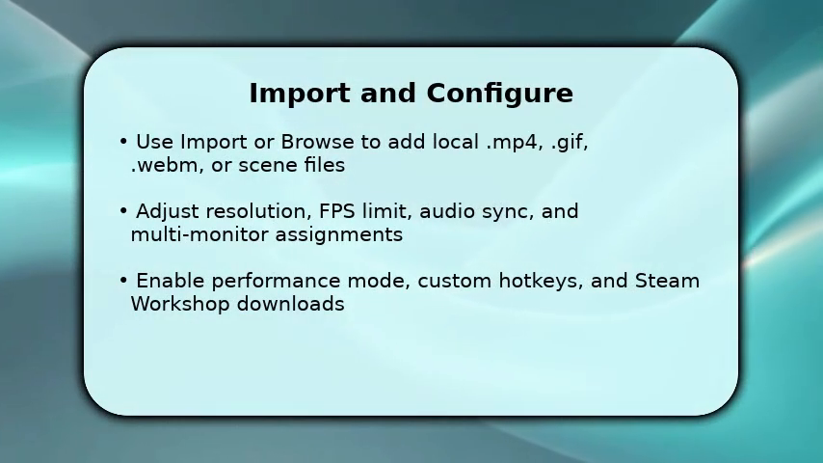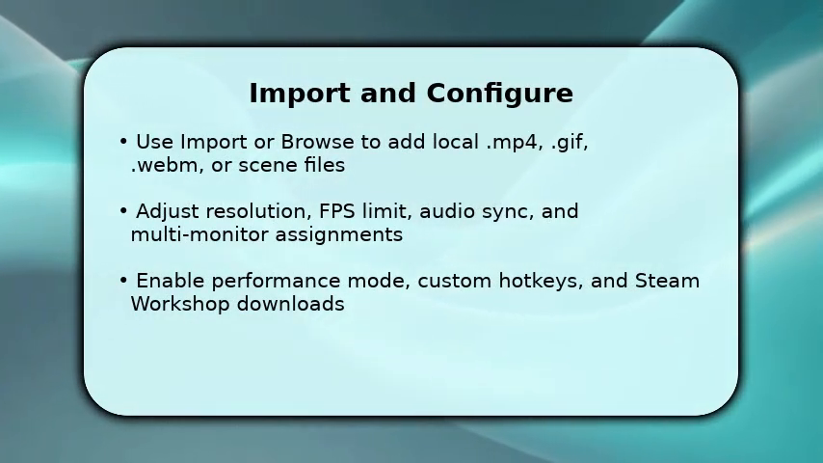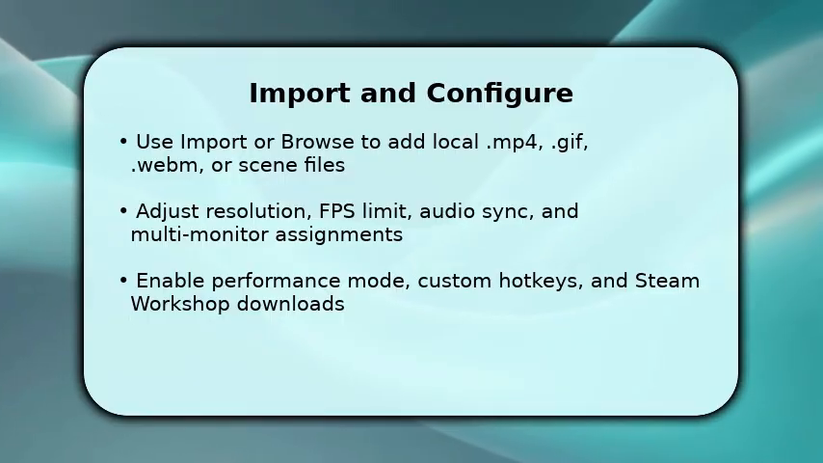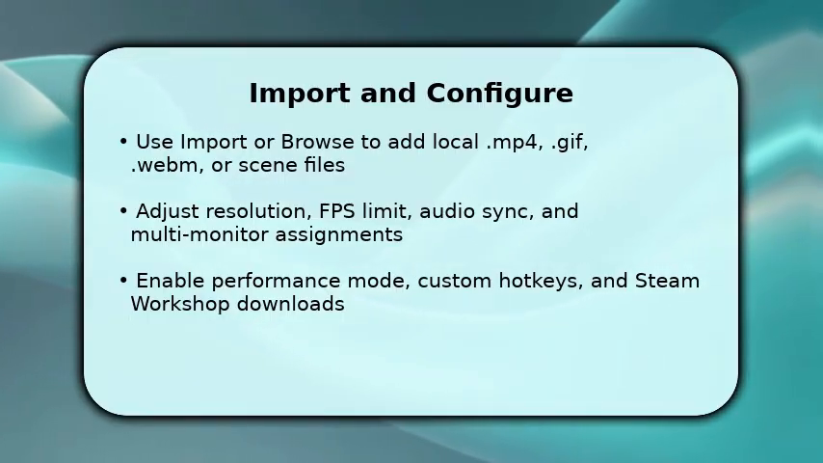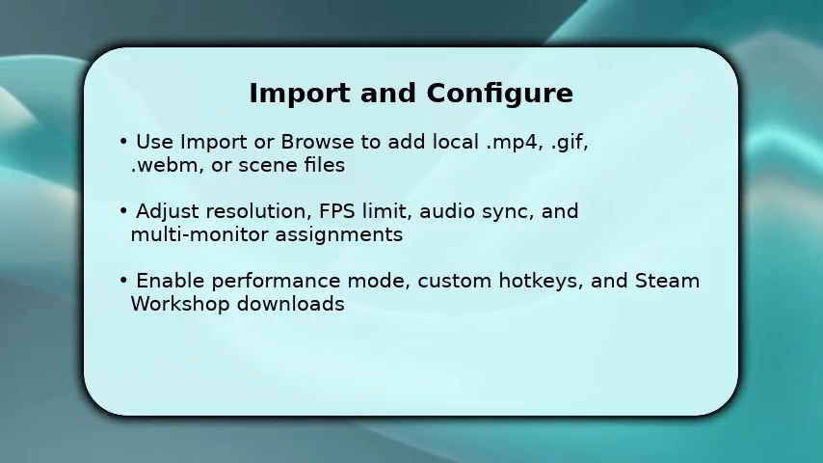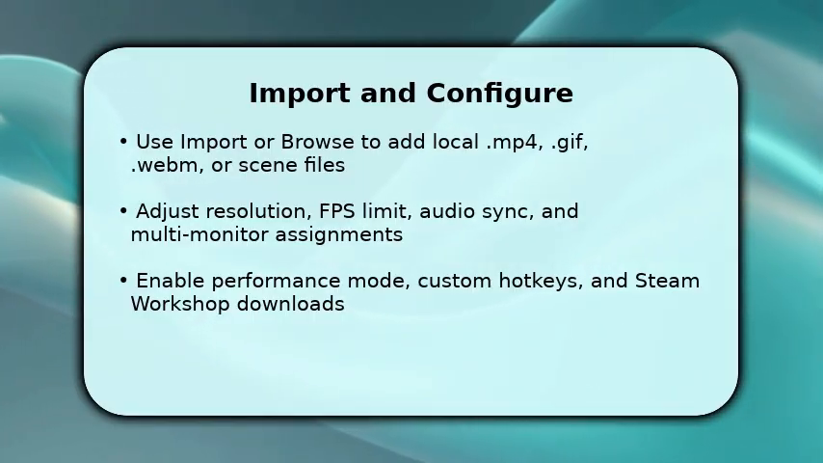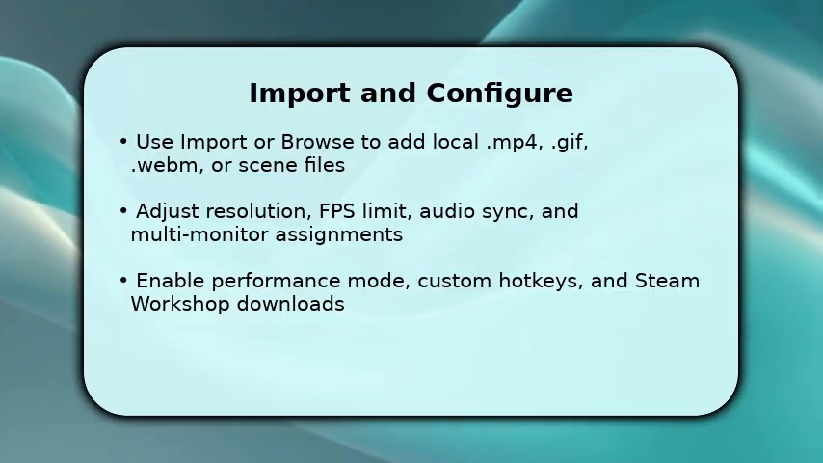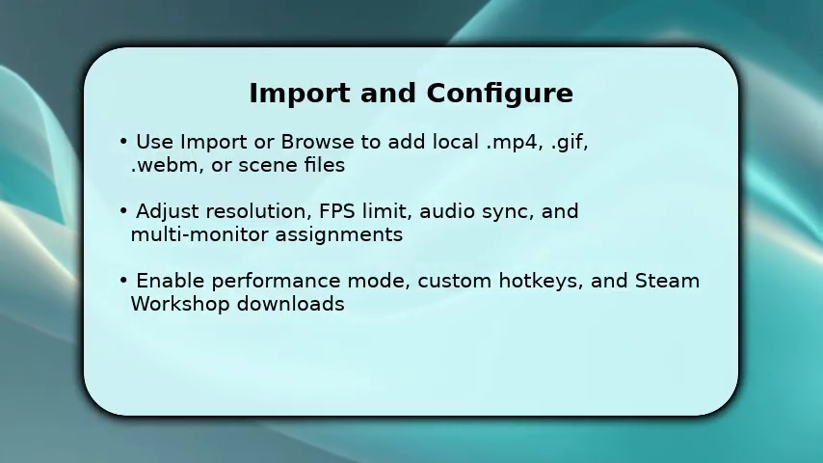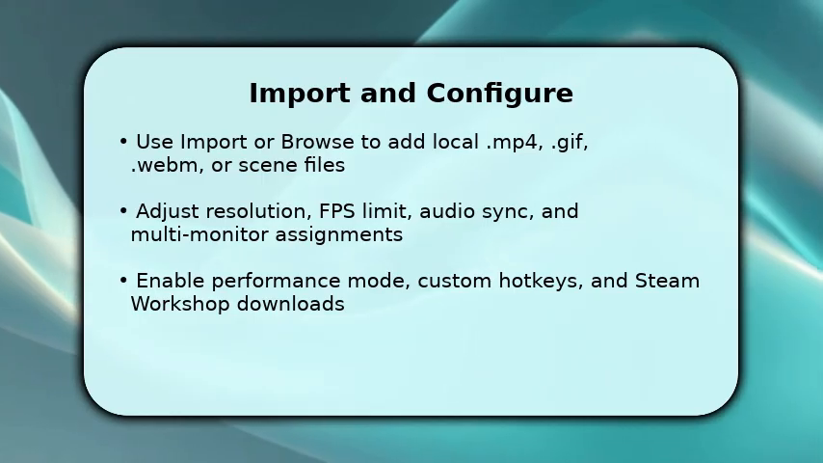Next, you import content. Click Import or Browse and pick local MP4, GIF, WebM, or supported scene files. Steam Workshop items require download. Once added, configure resolution and FPS limits to match your monitor. This saves resources. Then set audio sync if the wallpaper includes sound.